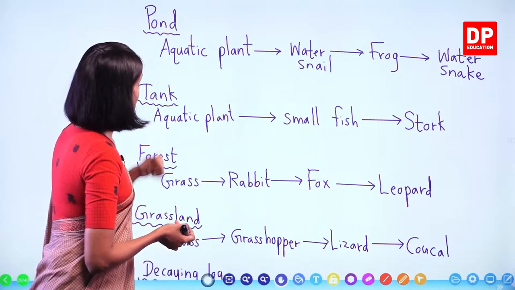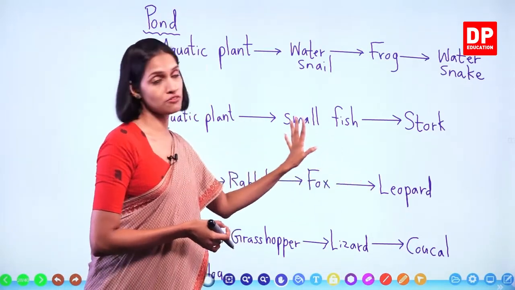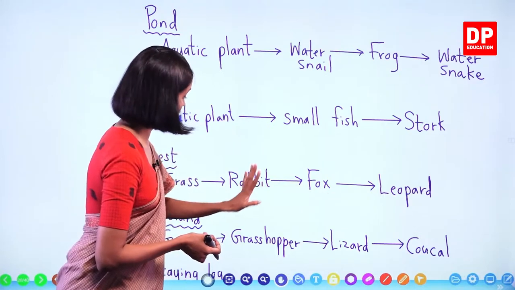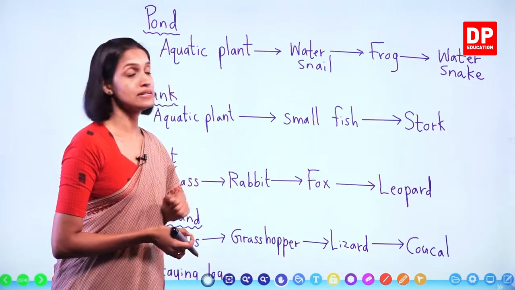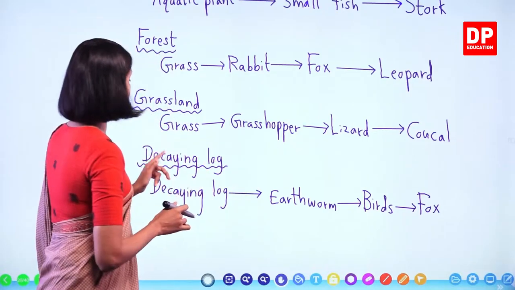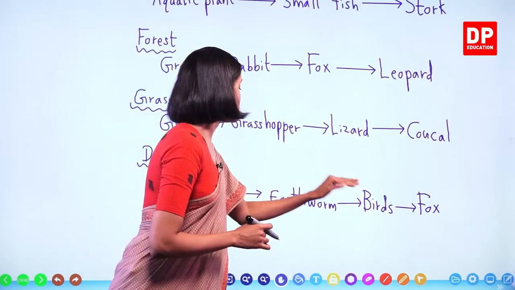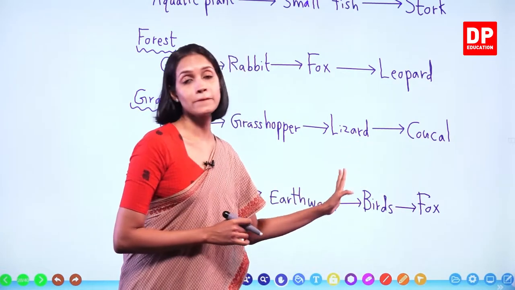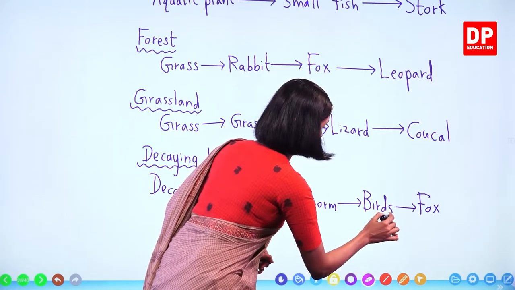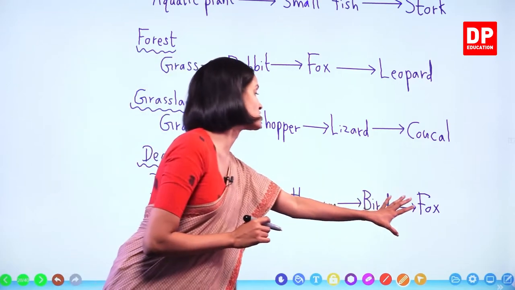Right? And the forest environment, the rabbit feeds on grass, the fox feeds on the rabbit, and the leopard feeds on the fox. Right? Grassland, grasshopper feeds on grass, the lizard feeds on the grasshopper, and the cuckoo feeds on the lizard. Right? And finally, decaying log. So, earthworm feeds on the decaying log. Birds feed on the earthworm. And the fox feeds on the bird. Right? We'll write here bird. The fox feeds on the bird.